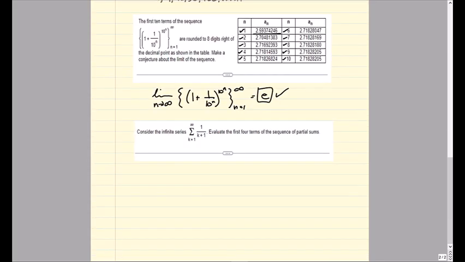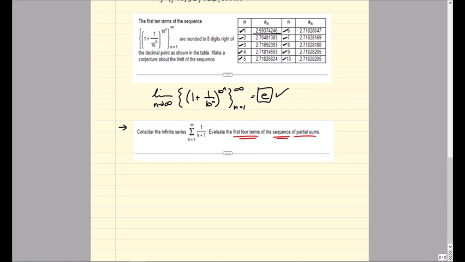Now this next problem that we're going to look at is a little bit different. We're going to use the terms of the sequence, but we're going to use them to find something called a partial sum. We want the first 4 terms of the sequence of partial sums. So this is a little bit confusing because we're going to use the terms of the sequence and then we're going to add them together to find the partial sums. We can't find the total sum right now, but we can find the partial sums.